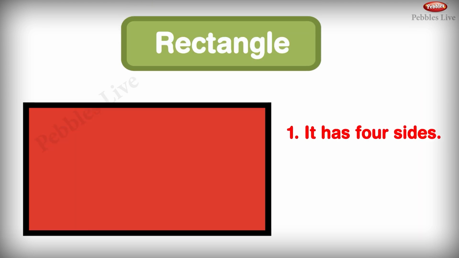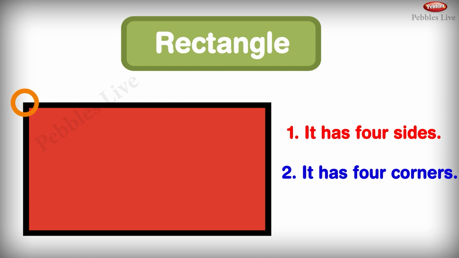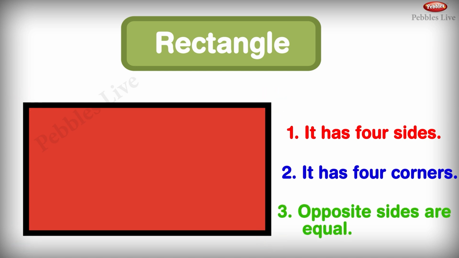Rectangle. It has 4 sides. 1, 2, 3, 4. It has 4 corners. 1, 2, 3, 4. Opposite sides are equal.